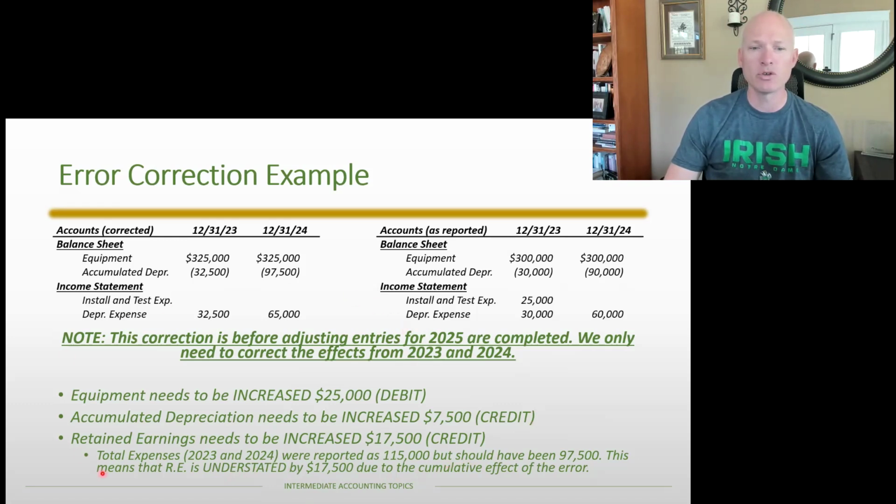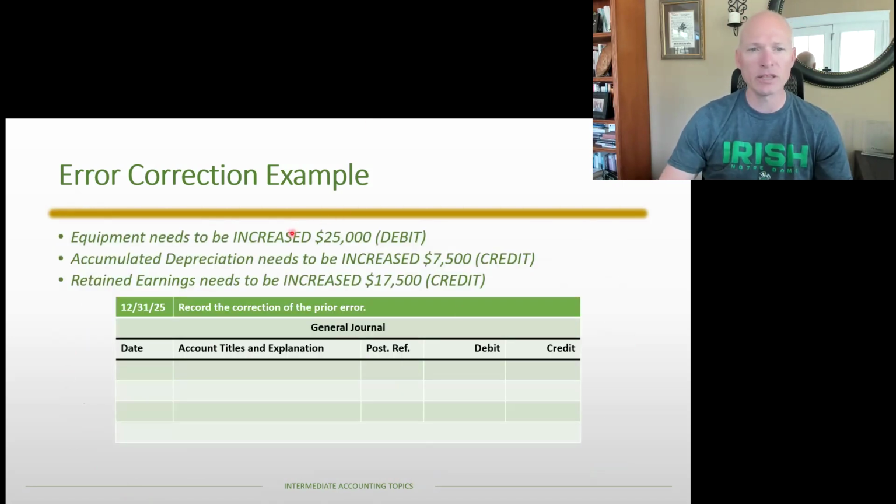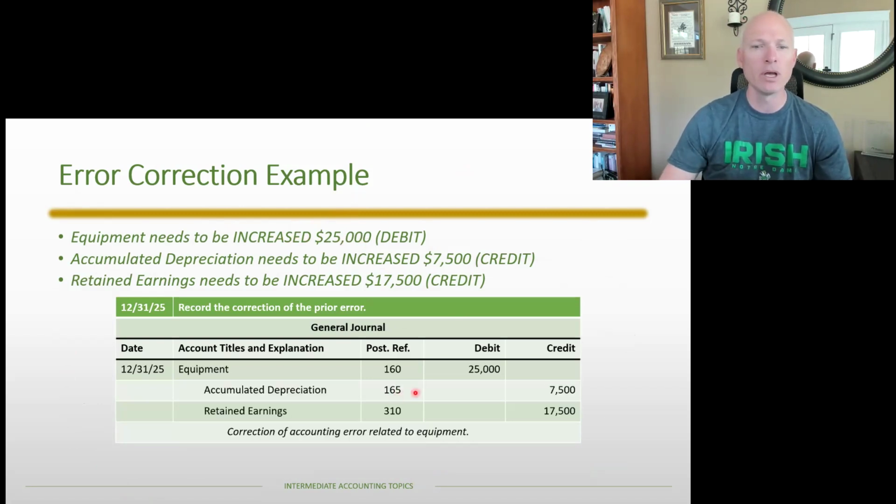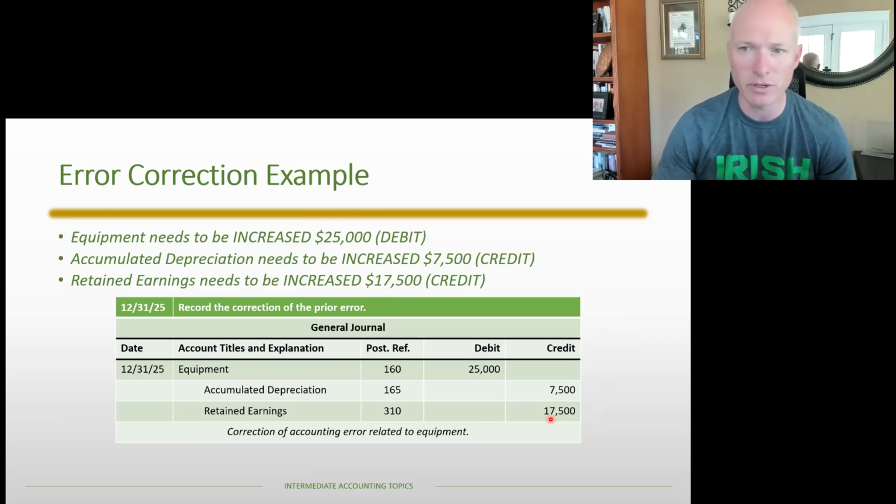And I would say this is where students probably get tripped up more than anywhere else, is figuring out, okay, what actual journal entry do I need? All right, so looking at the three accounts, hopefully by now the journal entry itself isn't too difficult. We're going to debit the equipment 25,000, credit accumulated depreciation 7,500, and credit retained earnings for 17,500.